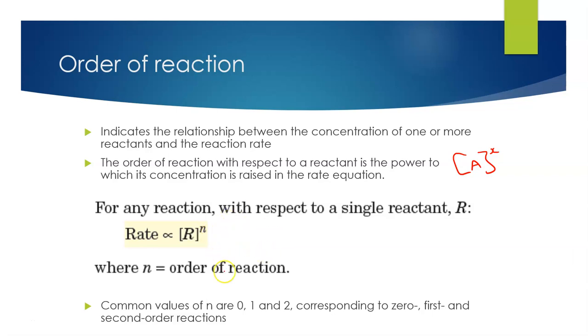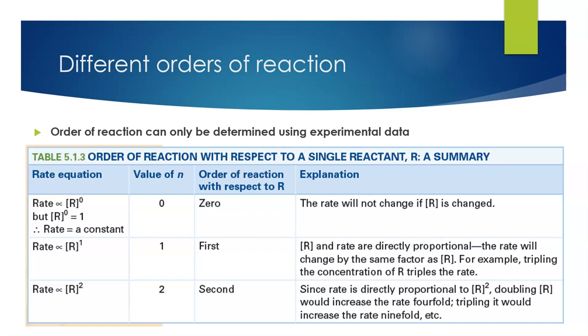In this course, we will look at values of 0, 1, and 2 with respect to the reactants in a reaction. So we refer to these as zero, first, and second order reactions. Each of these has a different mathematical relationship. If we have a reaction that has reactant A and it is zero order, anything raised to the power of 0 is going to equal 1. So the rate will not change if the reactant concentration is changed. The rate is constant with respect to this reactant.